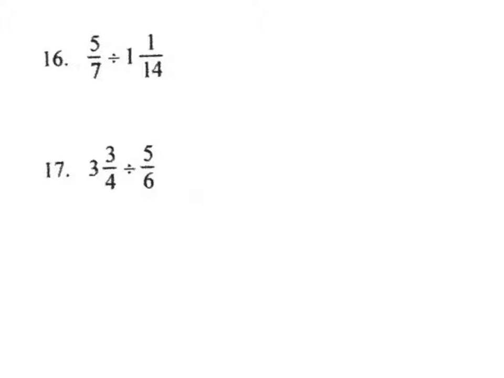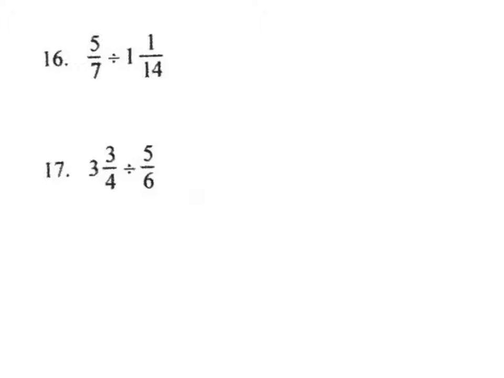Okay, now we are looking at 16 and 17. We're still trying to find the quotient, so we're still following the procedure of changing division to multiplication, multiplying by the reciprocal. But both of these have mixed numbers. So to deal with mixed numbers when we're dividing or multiplying, we always want to change them to improper fractions.